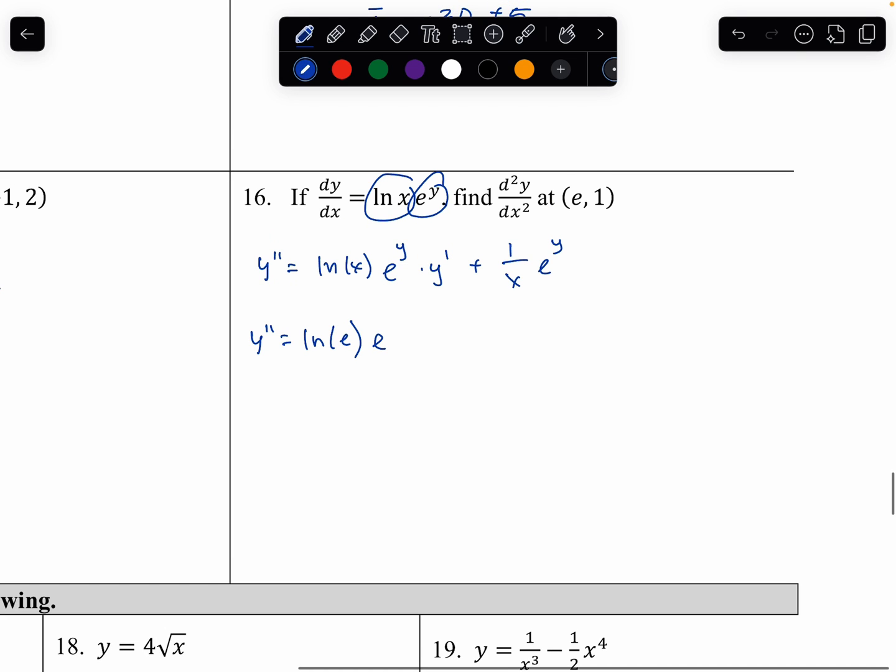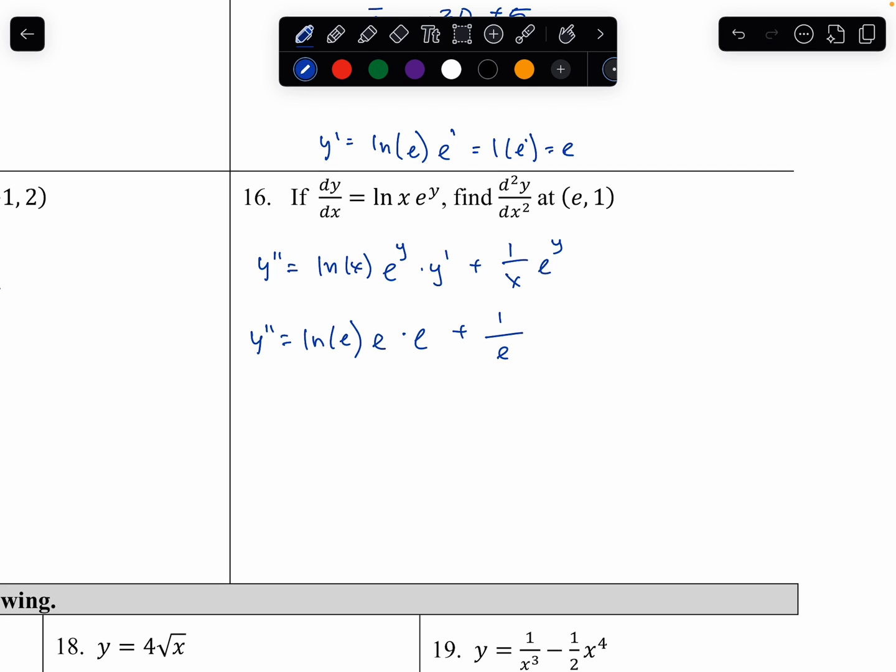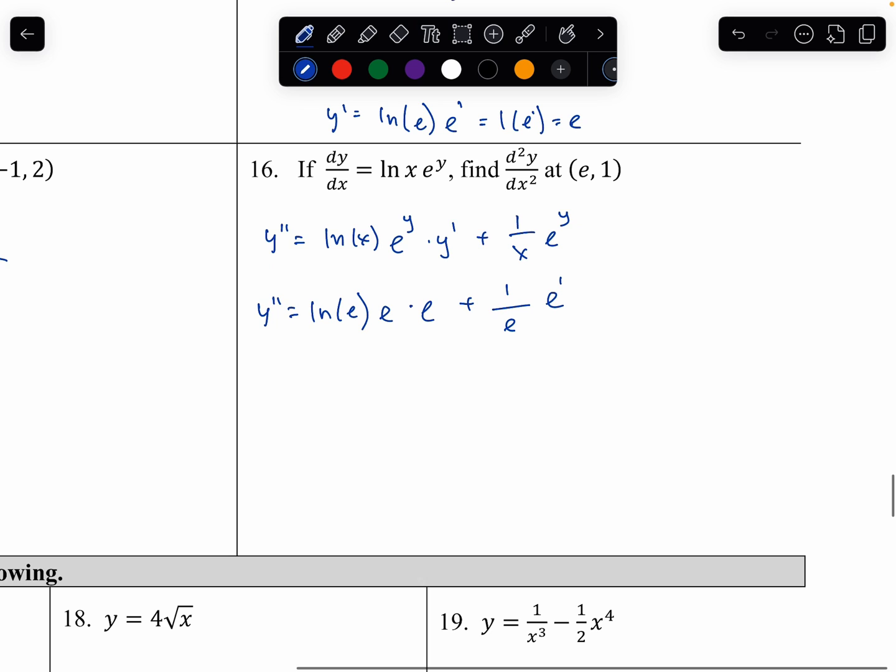Then for y prime, so y prime is going to be equal to the natural log of e times e to the first. Now natural log of e is 1, so 1 times e to the first, so that's just going to be e. So then times e plus 1 over e times e to the first. So that's going to be e squared because that's e times e, and then 1 over e times e is going to be 1. So plus 1, I think, is what our answer is going to be.